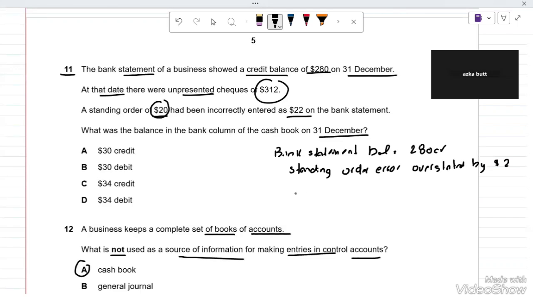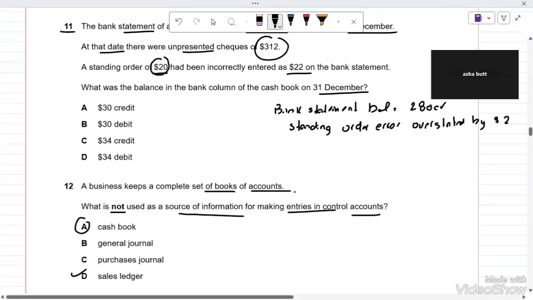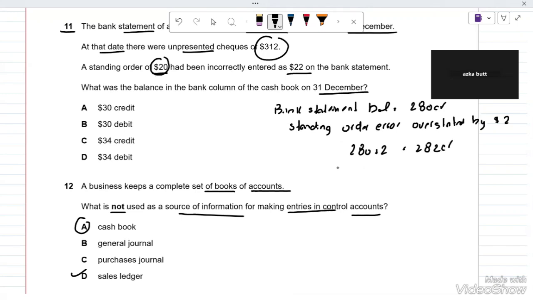Okay, so what would be its adjustment? Now we are going to add back the $2 error, which will be 280, the bank statement balance, plus $2 because this was the error. So this is equal to 282. And now we are going to subtract the unpresented checks. So 282 minus 312, this is minus 30. It means a $30 credit balance in the bank column on the credit side. So A option is the right option.